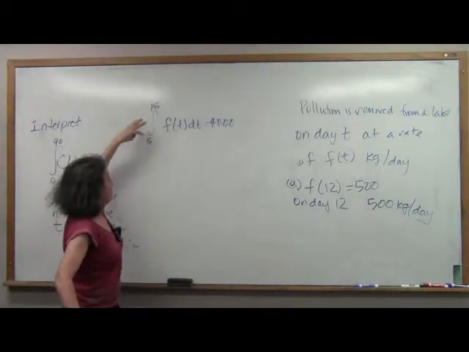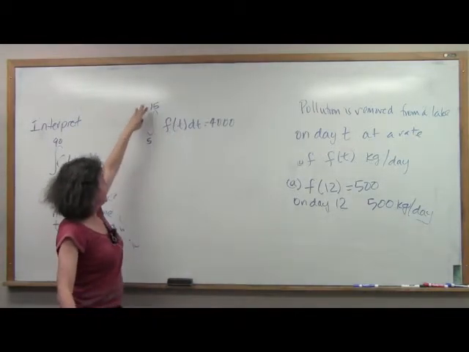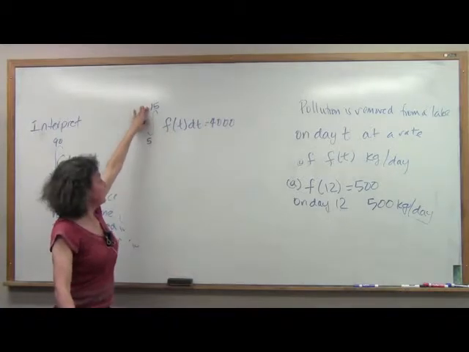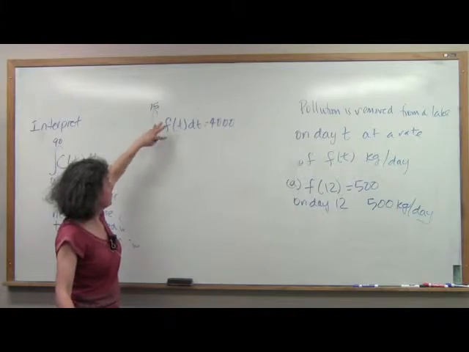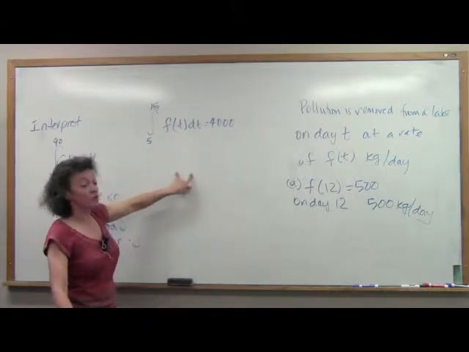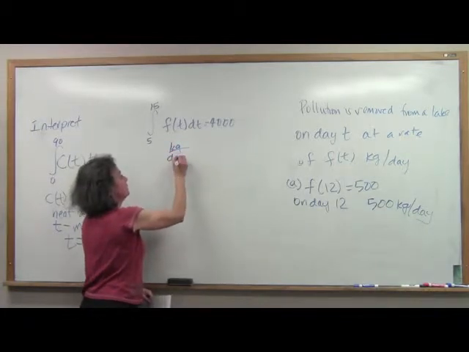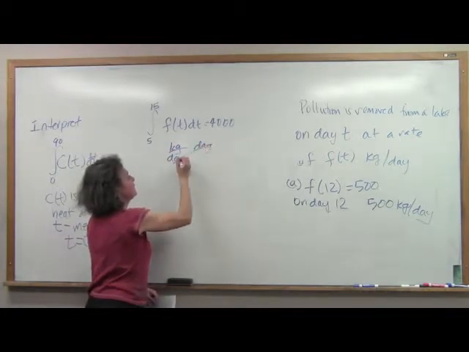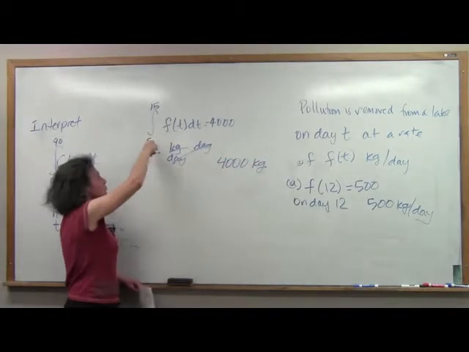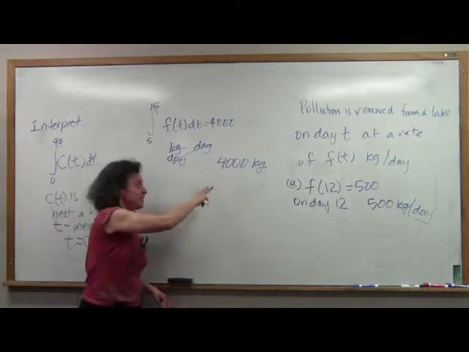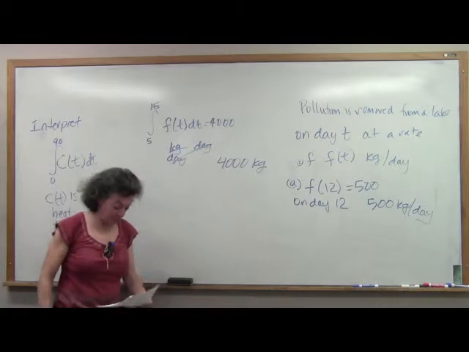Well, remember, these are our t values. So what are we looking at? 5 is days, 15 is in days. And what is the definite integral? Well, remember, it's kilograms per day. That's the units of our f of t. The units of t are days. So what this says is between days 5 and 15, 4,000 kilograms of pollution have been removed.